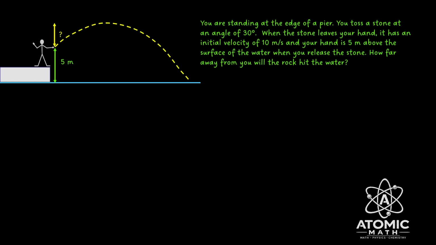You're standing on the edge of a pier. You toss a stone at a 30-degree angle. When the stone leaves your hand, it has an initial velocity of 10 meters per second, and your hand is 5 meters above the surface of the water when you release the stone. How far away from you will the rock hit the water?